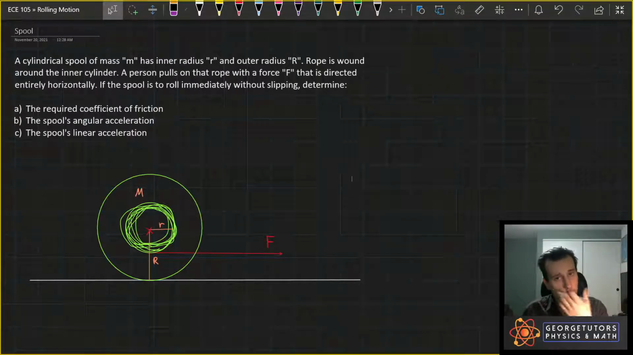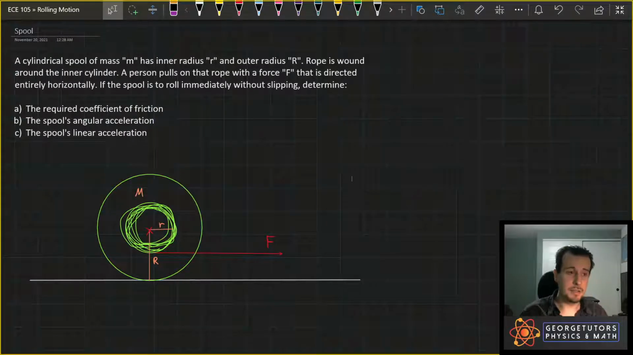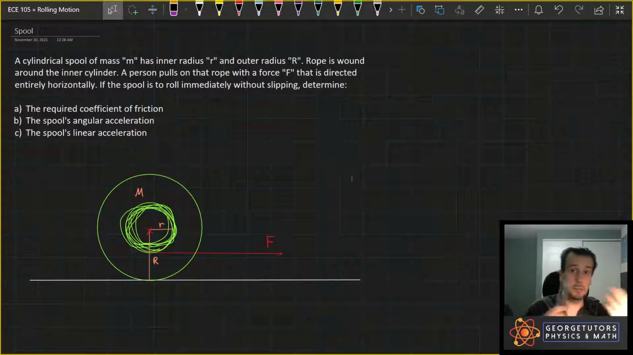Now, as with all rolling motion problems here, typically the biggest difficulty comes from determining the behavior of friction. Where is it going to be acting specifically? Is it going to be, for example, in this case, to the left or to the right with respect to our contact point on the bottom there? And it's not really obvious from the get-go.